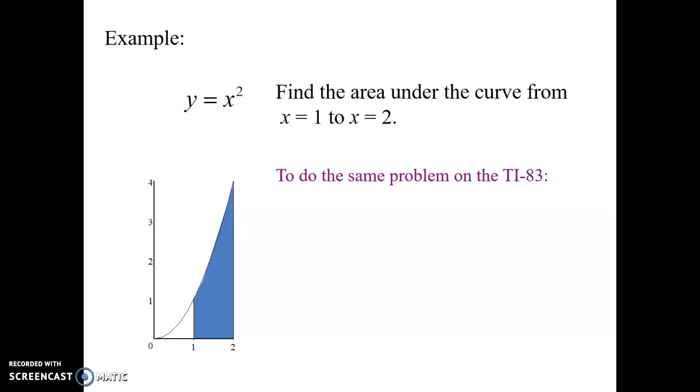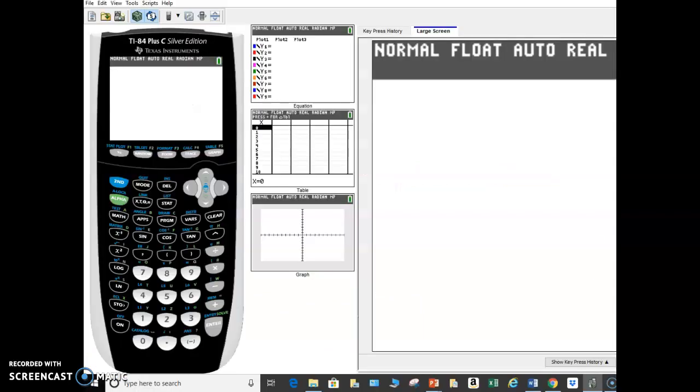Now, we could do this same problem, finding the area underneath the curve from 1 to 2 using the TI 83 or 84 calculator. And I'm going to stop my video so I can get this up and going to show you how we could also do this on the calculator. So here's my TI emulator here, so I can show you how to do this on the calculator too.